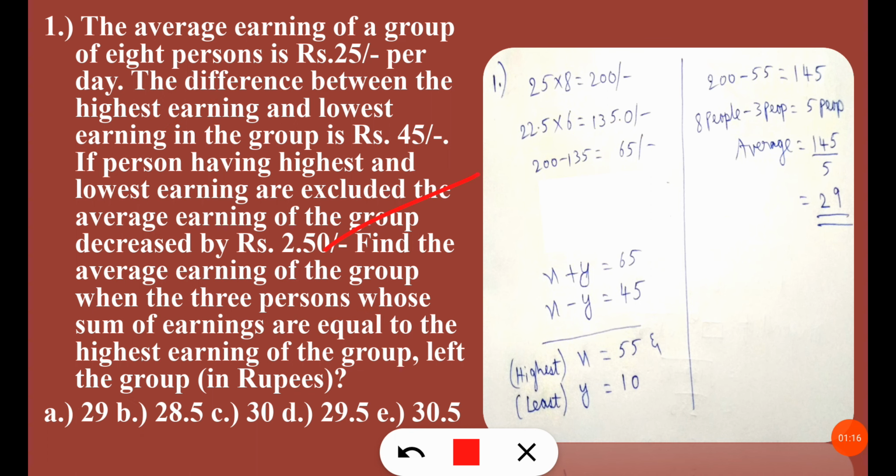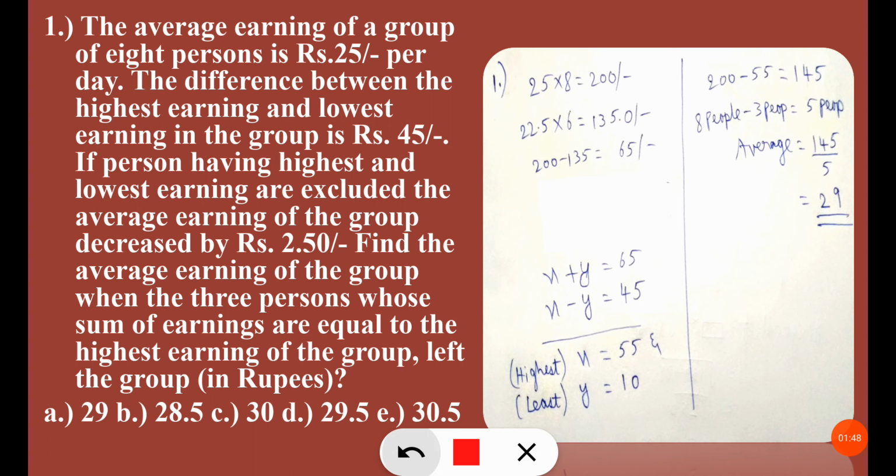Let's dive into the solution so that we can understand what the actual problem is. There are 8 people in a group, their average income is 25 rupees. So 25 times 8 is 200 rupees. Next, when the highest earning person and least earning person are excluded from the group, the average gets decreased by 2 rupees 50 paise. That is, the 25 average becomes 22.5 and the number of people becomes 6. So the sum becomes 22.5 times 6, equal to 135 rupees. And 200 minus 135 is 65 rupees.